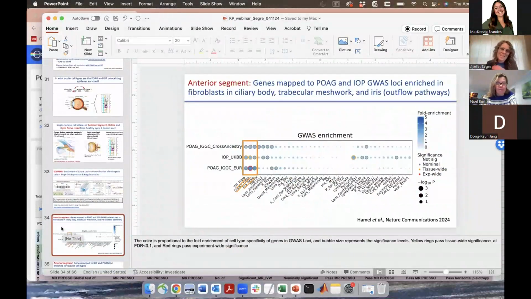So I see I'm running out of time, so I'll just go briefly through some of the highlights of the results. We found that both genes that map to glaucoma and IOP loci were significantly enriched in fibroblast cells, both in the trabecular meshwork and the ciliary muscle. And so the color is proportional with the fold enrichment and the size with the significance.